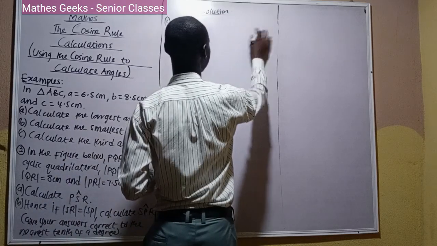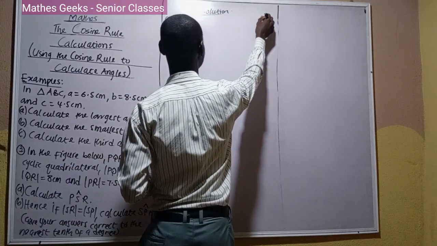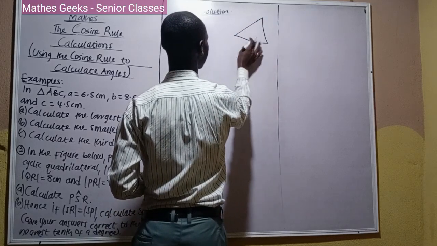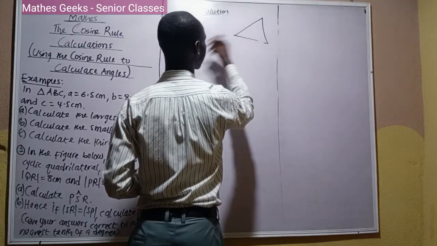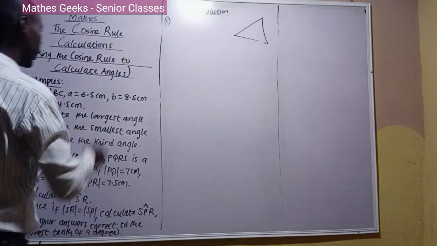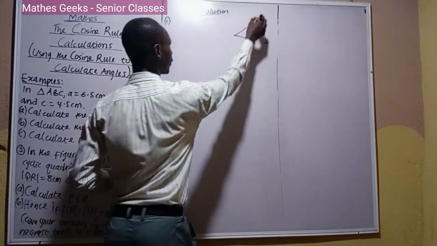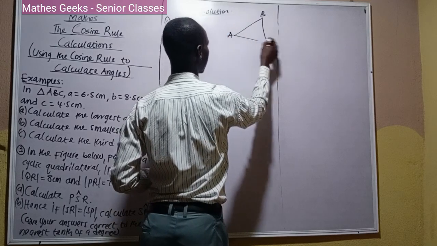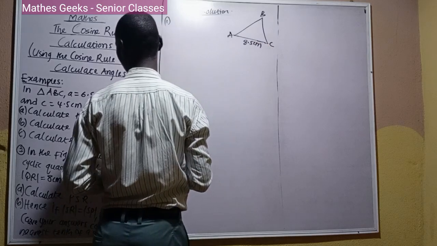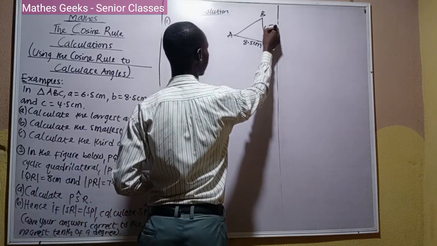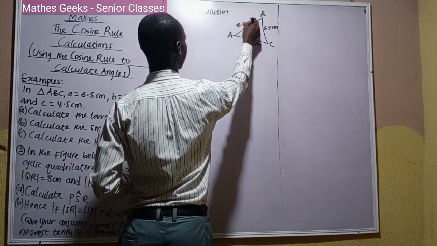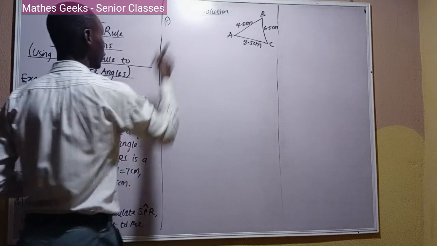So in triangle ABC, let's get our triangle. So let's say this is our triangle, triangle ABC. Let's get the longest side. Longest side is B, that's 8.5 cm. A is 6.5 cm. C is 4.5 cm. So using the cosine rule, okay.